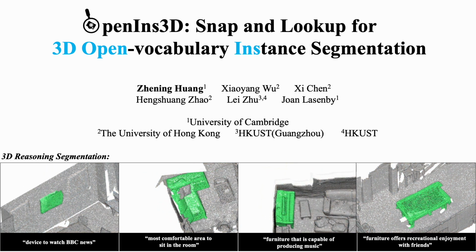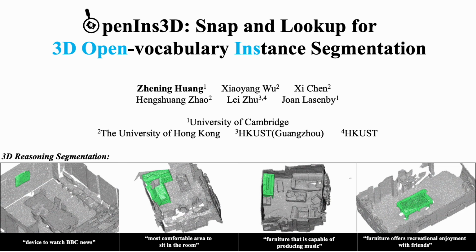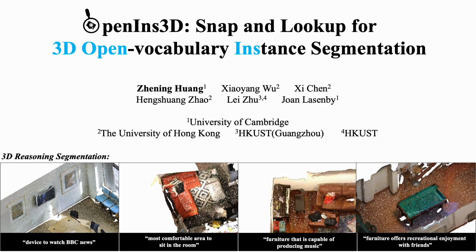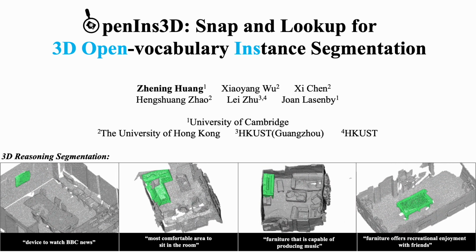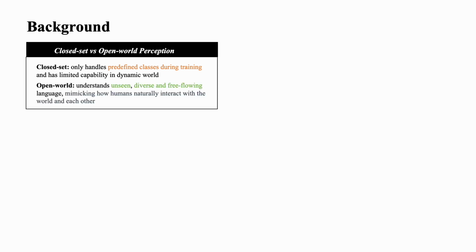In this video, we present OpenIns3d, a new 2D input-free and powerful pipeline for 3D open-world scene understanding at instance level. Background: computer vision is going through a transition from the previous closed-set perception to open-world perceptions. In the closed-set setting, the model can only handle predefined classes during the training process. On the other hand, the open-world perception aims to understand unseen, diverse, and freely described objects.